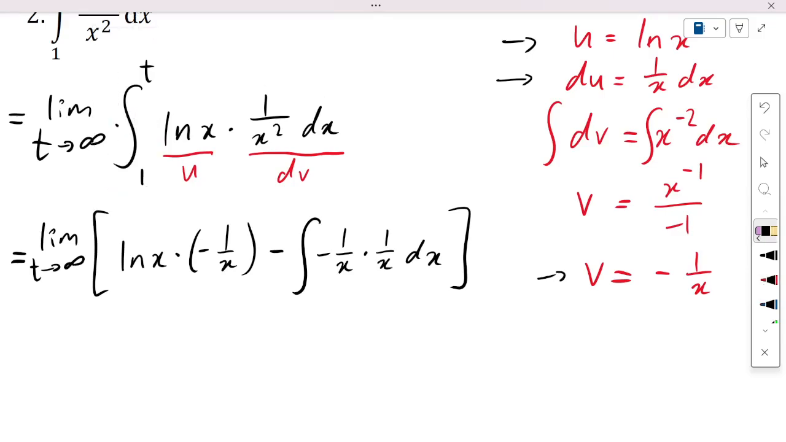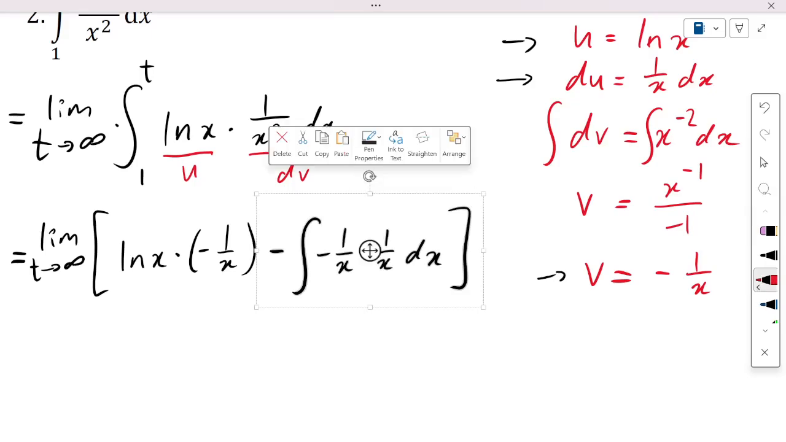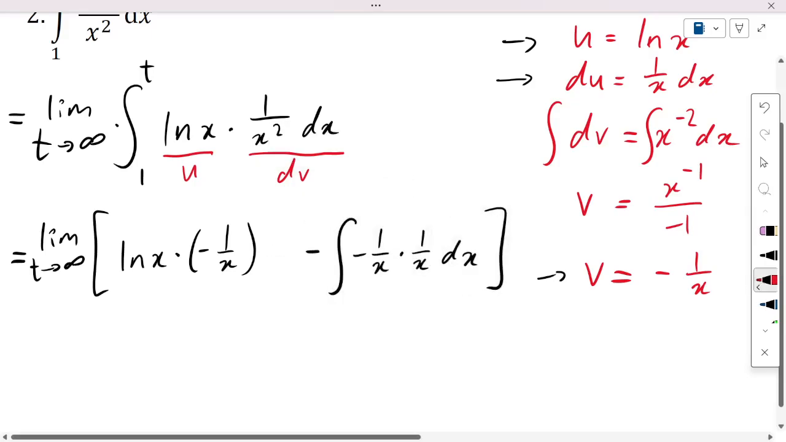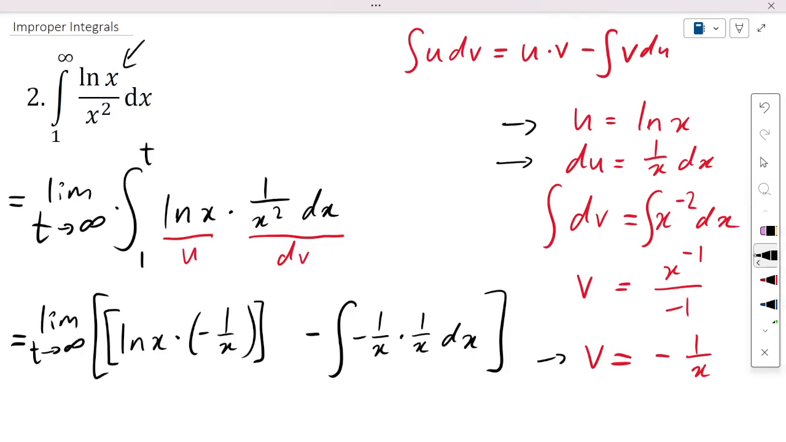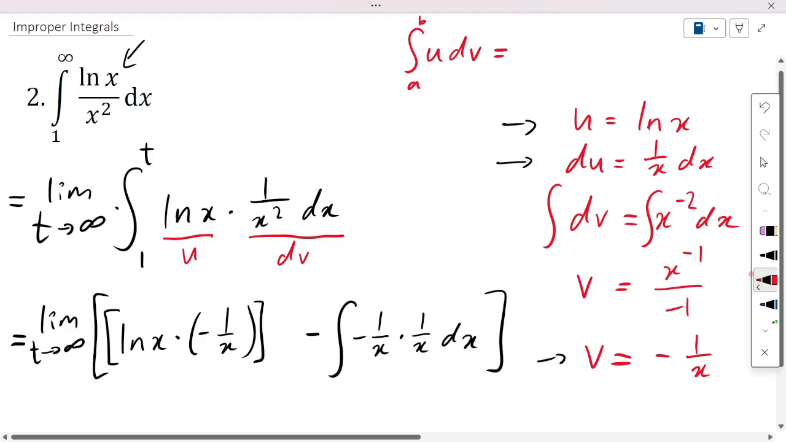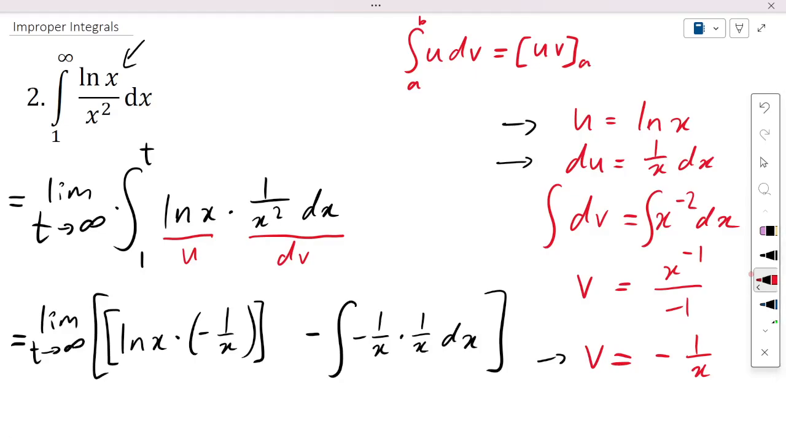So therefore, remember where these go. I'm going to quickly move this to the side so we have a little bit more space, and I'm going to show you what we need to add. Let me write it down here. If we were to talk about the integral from a to b, then it would have been the bracket, u times v, from a to b, minus the integral from a to b of v with respect to u.